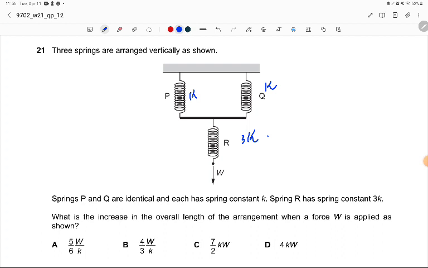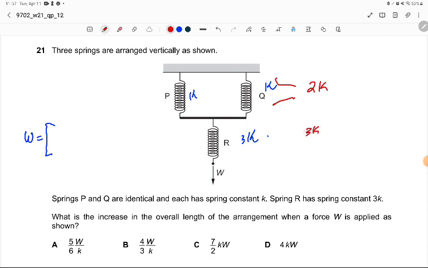Let's do this question. W is the load that is applied, so W is equal to the combined K. First of all, remember this thing: the stiffness value increases when springs are in parallel. So the total K for these 2 parallel springs should be equal to 2K, direct addition, and this is actually 3K over here.